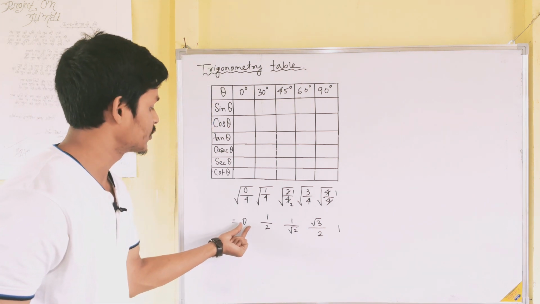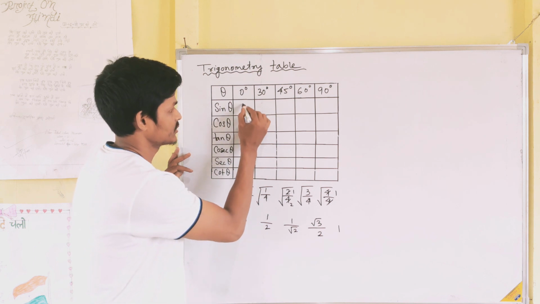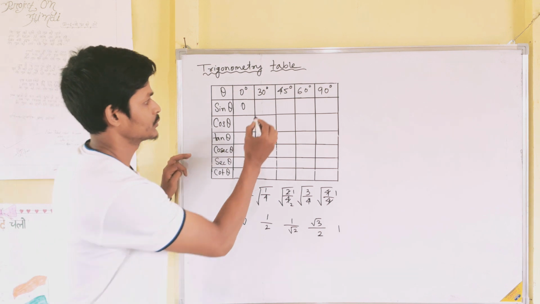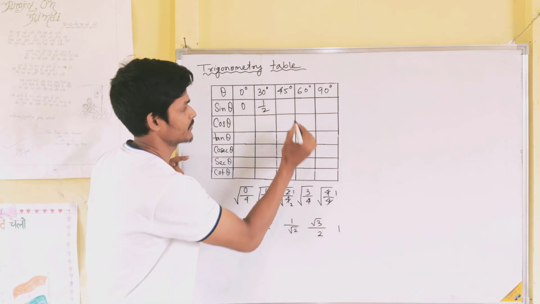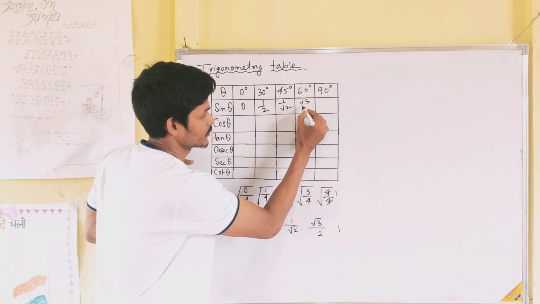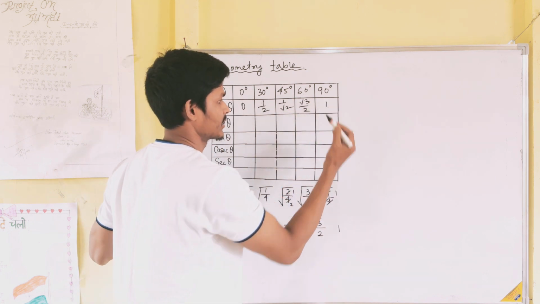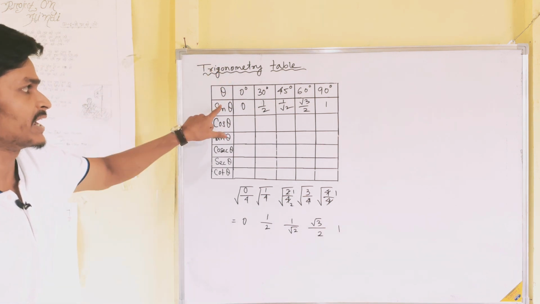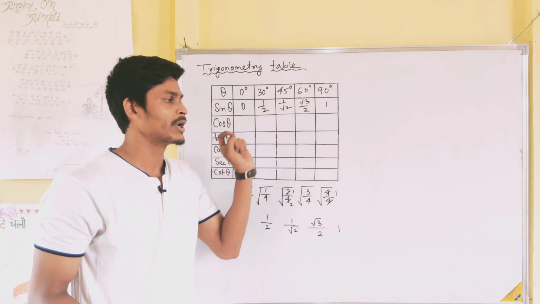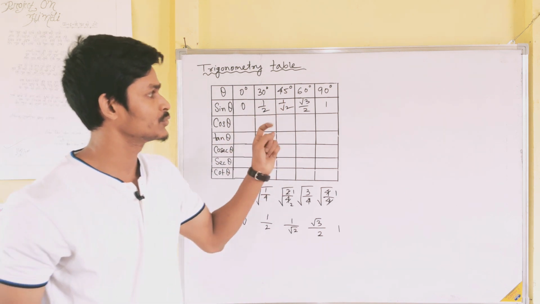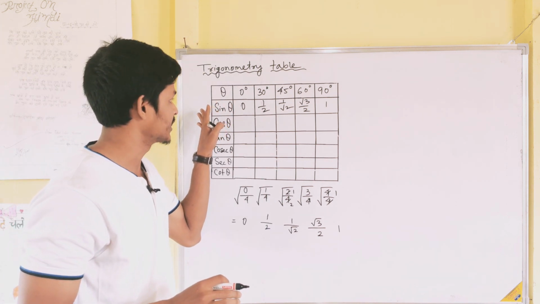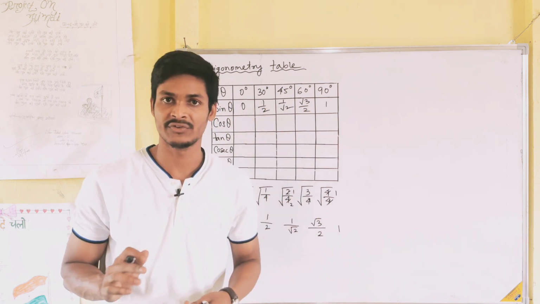Now put these in the sin row. Sin 0 is 0, then 1 by 2, then for 45 degrees 1 by root 2, for 60 degrees root 3 by 2, and for 90 degrees 1. That means sin 0 degrees is 0, sin 30 degrees is 1 by 2, sin 45 degrees is 1 by root 2, sin 60 degrees is root 3 by 2 and sin 90 degrees is 1. Now you get the values of the ratios of sine of the angles.